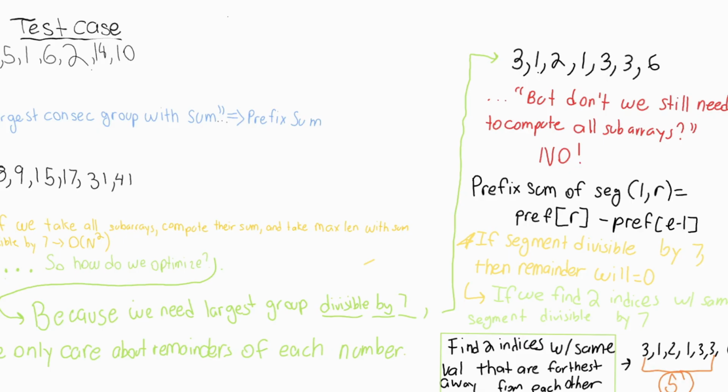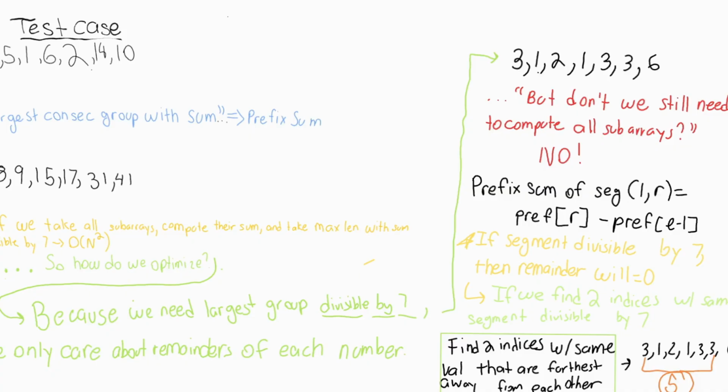Alright, so we still need to find all the subarrays and take the max subarray that has a sum divisible by 7. But if we do all of those subarrays, then it's going to be O of n squared. So how do we optimize this? Well, the key thing is, because we need the largest group divisible by 7, we only care about the remainders of each number. So why do we only care about the remainders? Well, if we only want to know if it's divisible by 7, then we don't really care what the original numbers were.